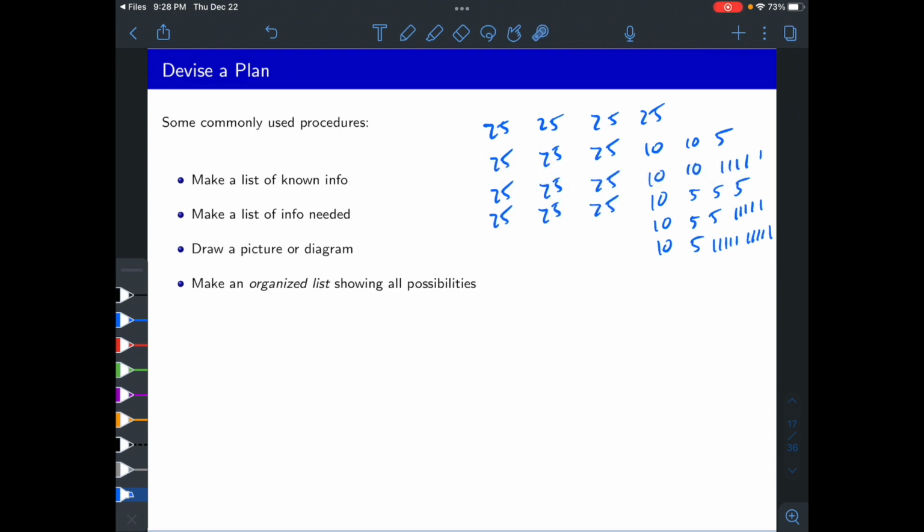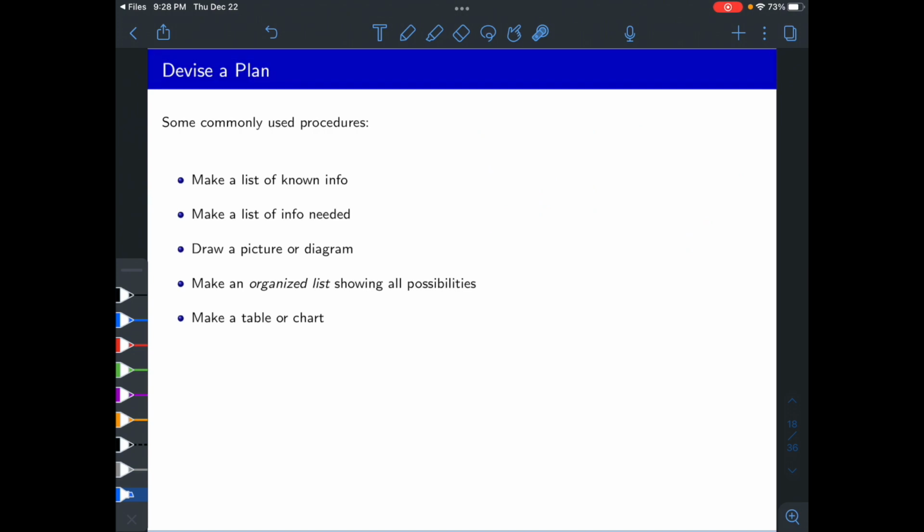But you see, there's an organization to this list: I'm using the biggest coins that I possibly can. And then at the very end of it, once I can no longer fit any more dimes, then I go down to nickels. Once I've already used that possibility, then I go down to pennies and so on. Similar is making a table or a chart. We'll see examples of that today.